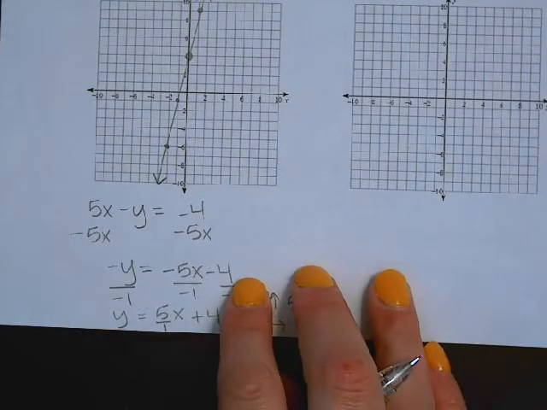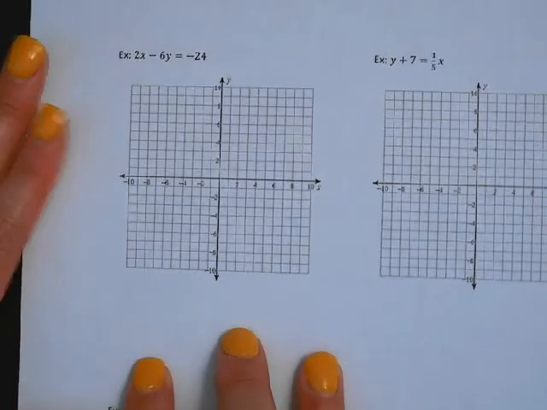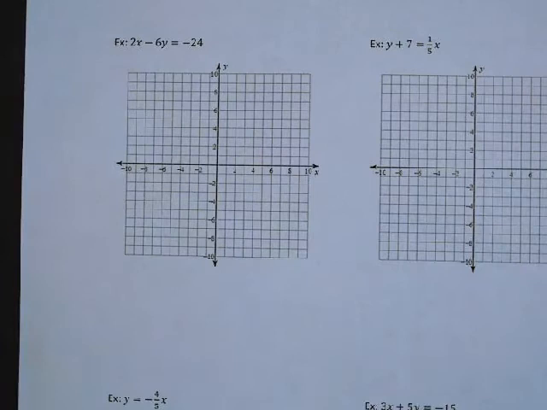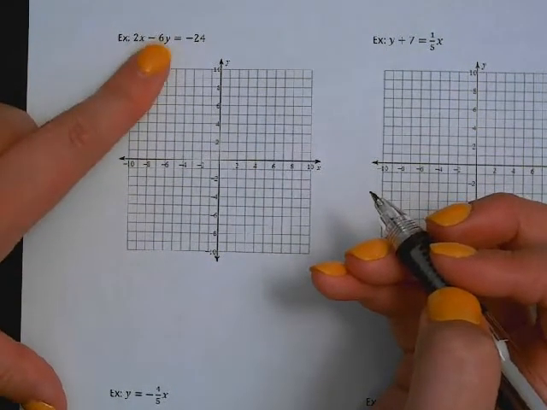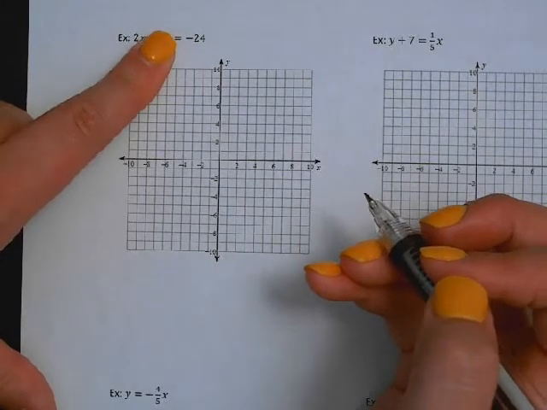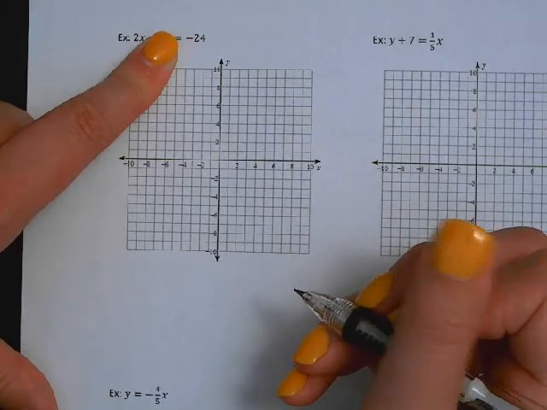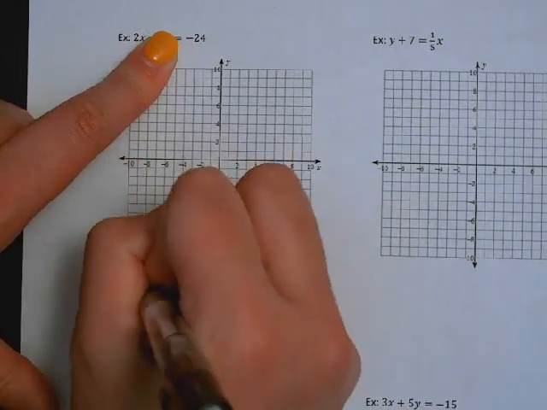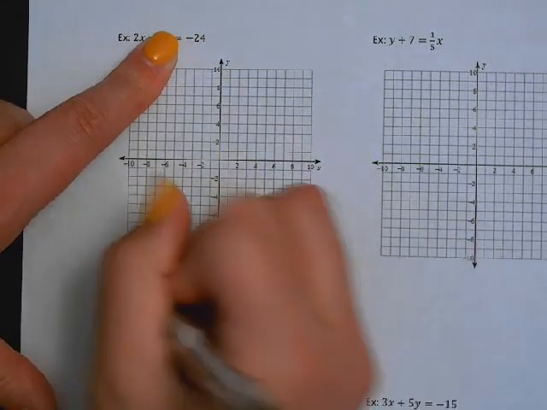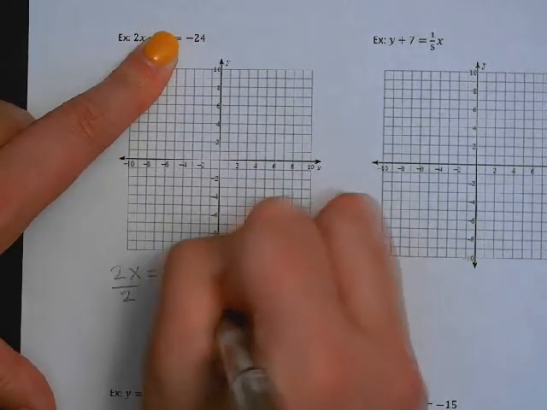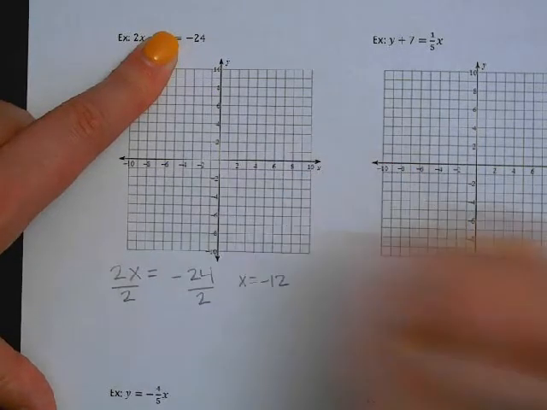Okay, I know this is getting long, but I want to do one more problem over here on the back because I do think the cover-up method is pretty cool. So we're going to do this example, we're going to use the cover-up method. So for the x-intercept, I'm going to cover up the y. And that gives me 2x equals -24. I'm going to divide by 2, divide by 2, and so x equals negative 12.